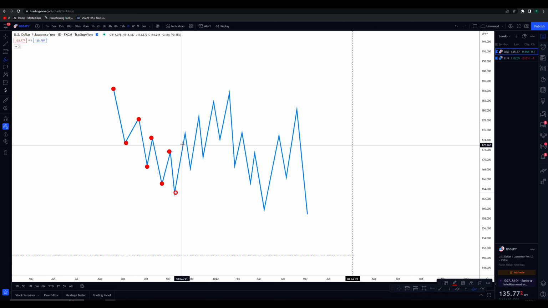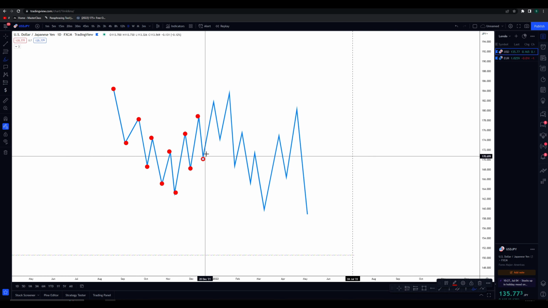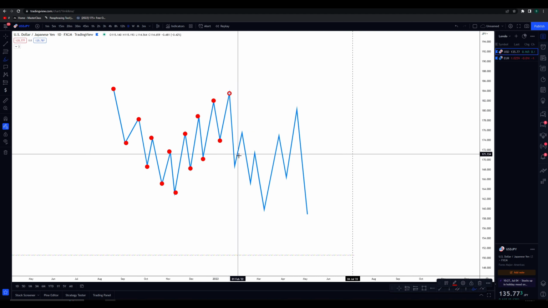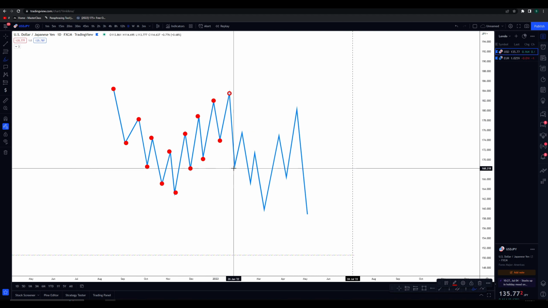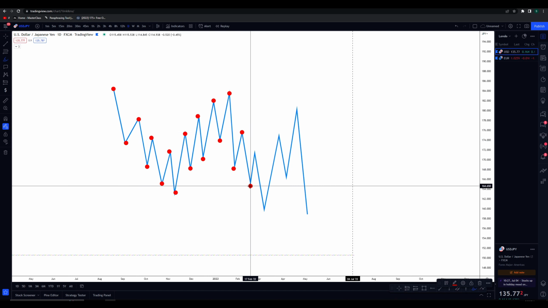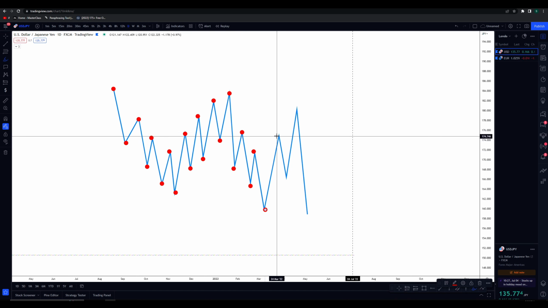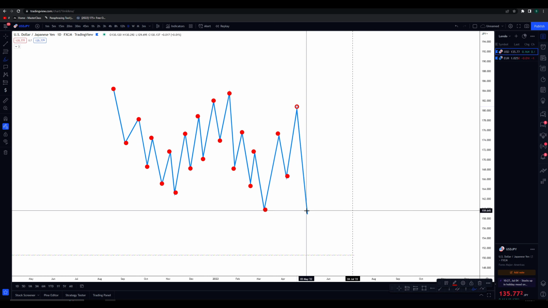And then from this point, you have a high, a higher low, a higher high, higher low, higher high, higher low, higher high, and then the market reverses once again, and it creates a low, a lower high, a lower low, a lower high, a lower low, a higher high, a higher low, a higher high, and then a lower low.